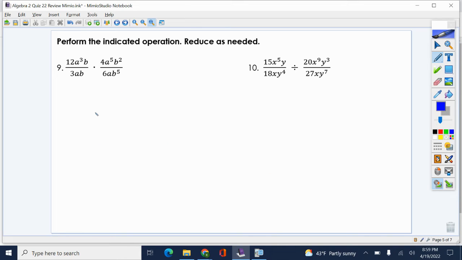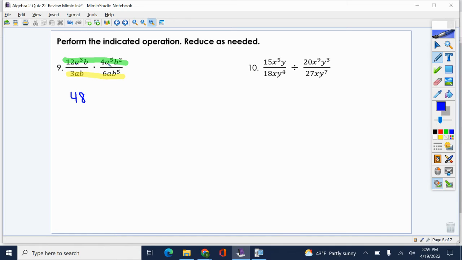Monomials. If it's easier for you to put all these together, do that. I think I'm going to approach it that way. So I'm going to put the top together, put the bottom together. And remember, we're multiplying left to right. We are not cross-multiplying. So 12 times 4 is 48.